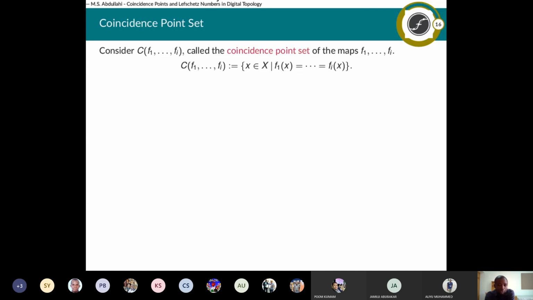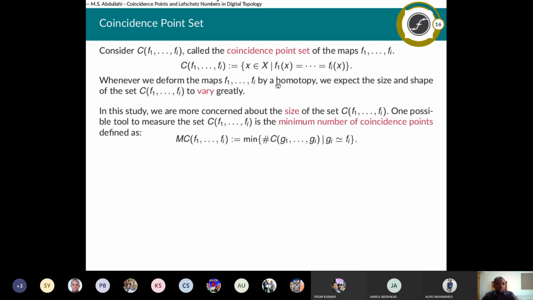So here I will try to introduce how we define the coincidence point set. By a coincidence point set, we mean a set of points in X such that the functions f1 up to fi are all equal. Whenever we deform these functions by a homotopy, the shape and the size of this set changes. But in this study, we are interested in only the size of this set.